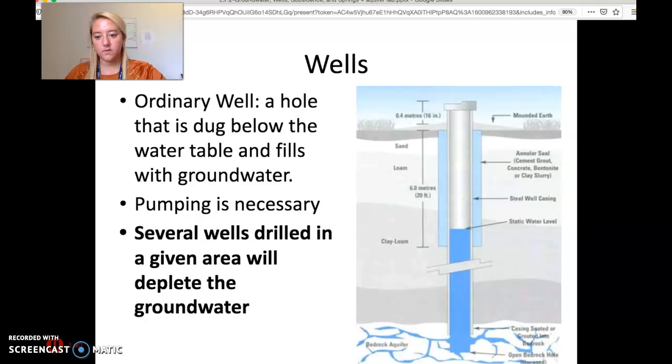Here we go. We have a couple different types of wells. We have an ordinary well, which is a hole that is dug below the water table and fills with groundwater. With our ordinary well, pumping is necessary. Several wells drilled into a given area will deplete the groundwater.